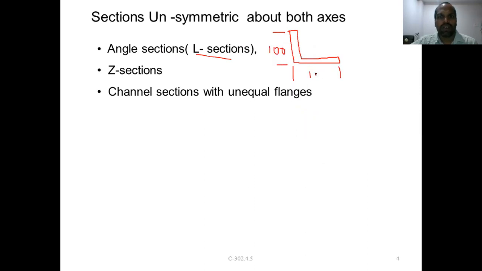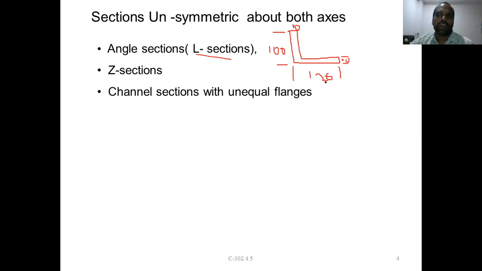Let us say this is 120, for example. Okay, 120 by 100 by thickness. Thickness is referred to as, let us say, 10 mm or 8 mm or 6 mm. But thickness will be the same for both legs, the longer leg as well as the shorter leg. Only the length will be different.